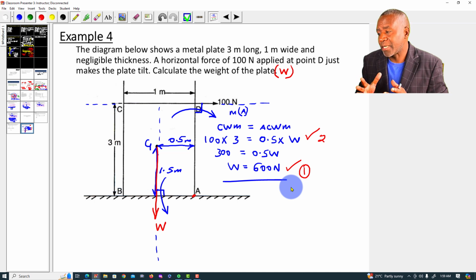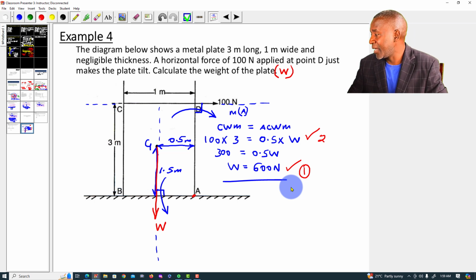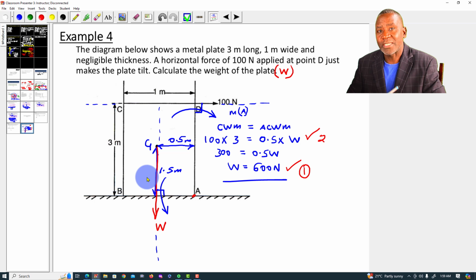Why don't we go back to that particular chapter and look at more questions in turning effect of a force, because I'm sure when you look at the exercises, there are more questions. So let's go ahead and look at more questions in that exercise.